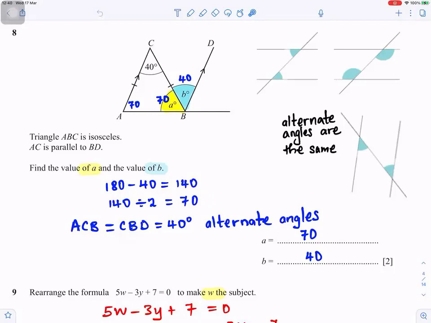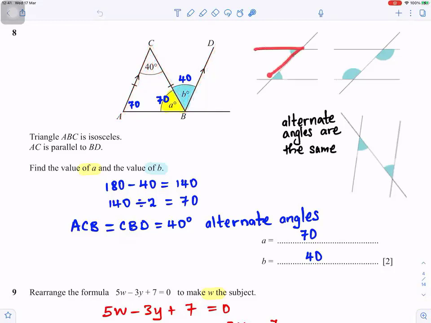Now, the two lines AC and BD are parallel lines. So you think of alternate angles. If you look carefully, you think of the letter Z, alternate angles. That's the letter Z, which is lying at an angle. You can see the letter Z there at an angle. So this 40 degrees there is equal to that. So that means B is 40 degrees.